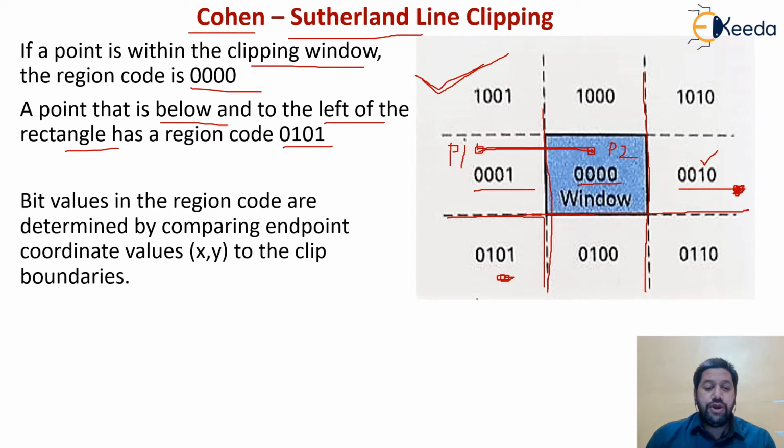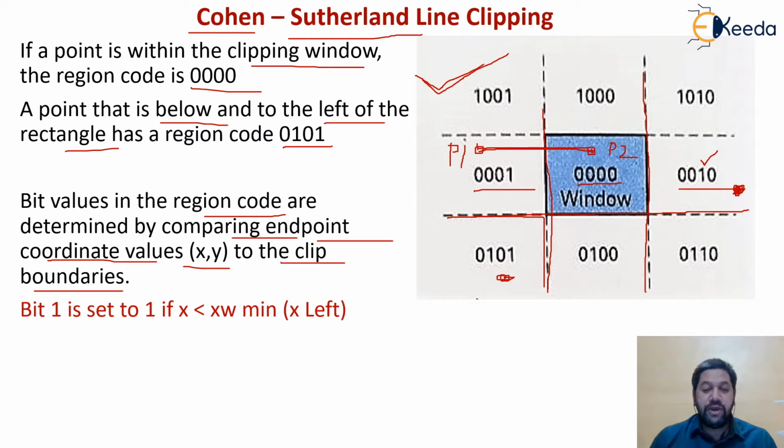Bit values in the region code are determined by comparing the endpoint coordinate values x and y to the clipping boundary. Now this P1 has the values x1, y1, and this is x2, y2, suppose. Then how can I find out whether the point P1 is outside the left edge, below the bottom edge, or above the top edge? How can I find out? So I have to find out some fixed condition for it. And what is my fixed condition?